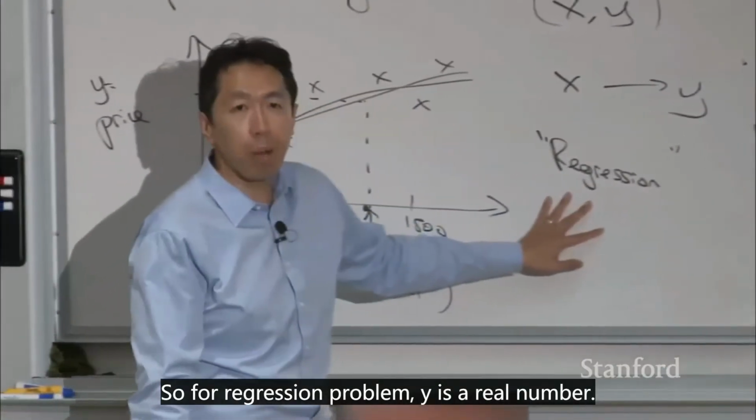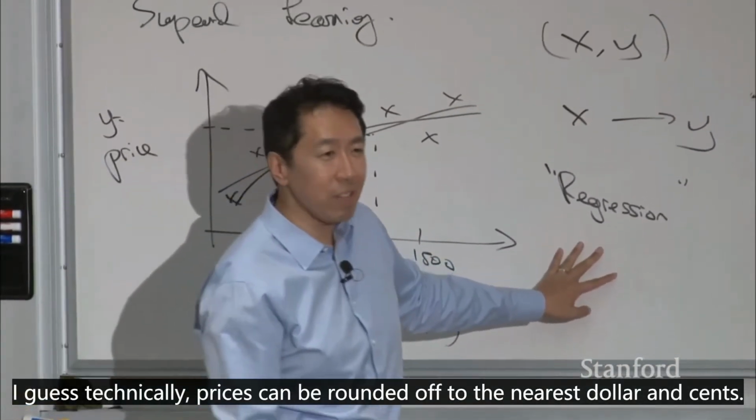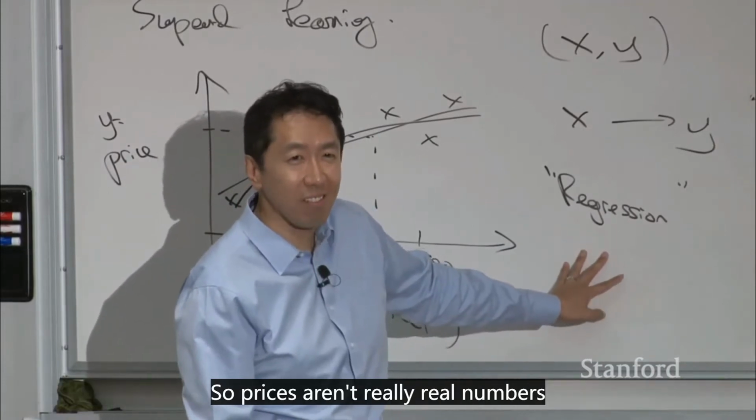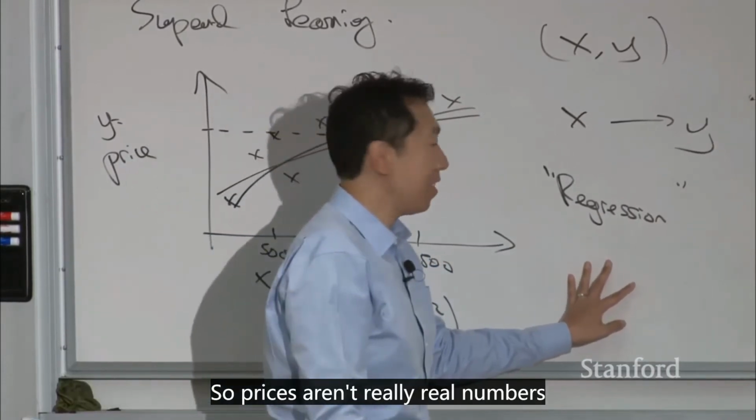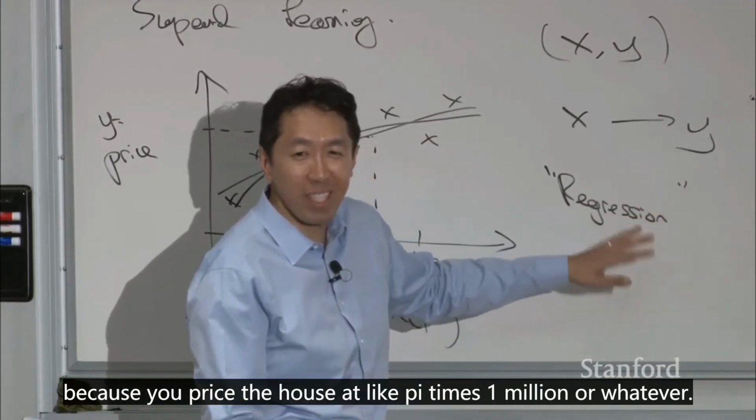So for a regression problem, Y is a real number. I guess technically prices can be rounded off to the nearest dollar and cent, so prices aren't really real numbers, because you probably wouldn't price a house at pi times 1 million or whatever.